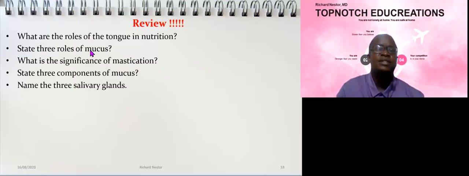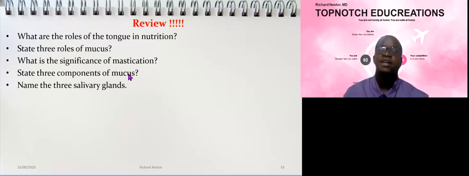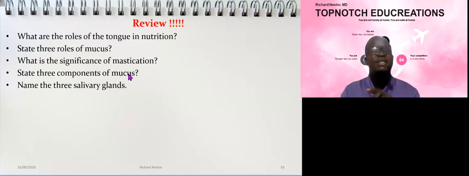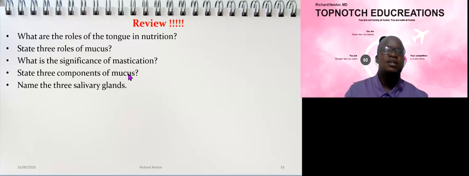Am I able to identify the three components of saliva, not mucus? Am I able to state the three salivary glands that produce saliva into the mouth cavity? And am I able to describe the digestive process taking place in the mouth? We have said we have two main digestive processes there: physical digestion of all the food substances, but only chemical digestion of carbohydrates, specifically starch, taking place there.